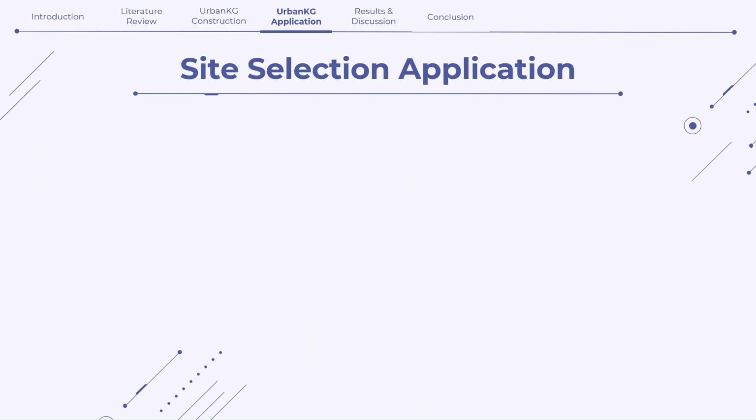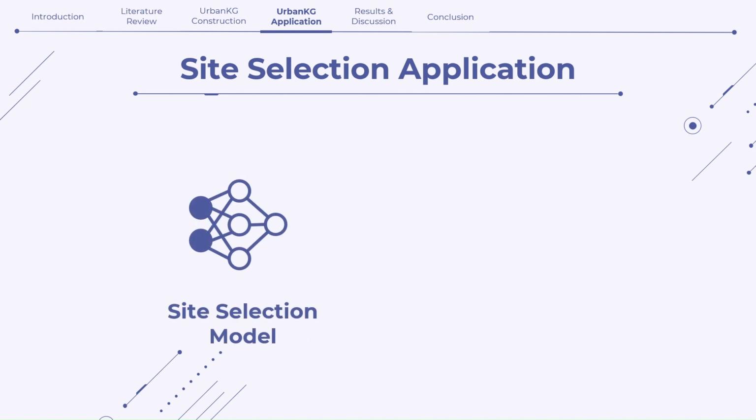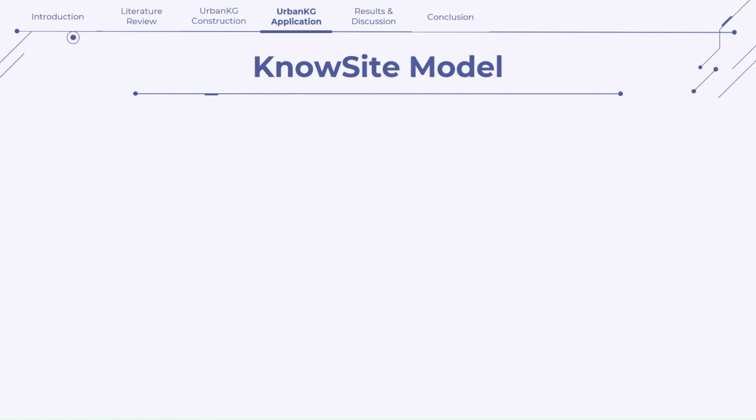Next, I'll cover the site selection application that was implemented. As mentioned previously, there are 2 parts to the implementation: a site selection model and a site selection web app. The site selection model chosen was the knowledge-driven site selection model, or KnowSite for short. The model takes in representative embedding vectors of the entities and relations in the urban KG.